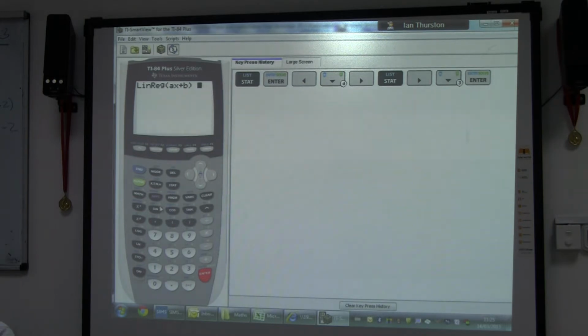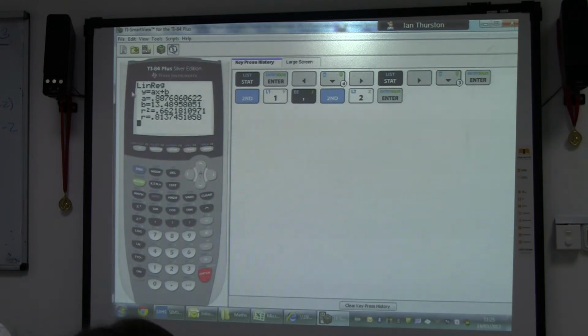We now have to tell the calculator which lists we want it to read from. Just above number 1, it says L1. So we want you to read list 1, separate it with a comma, and include list 2, which is just above the number 2 there. If you press enter now, it's saying in the form y equals ax plus b, it gives me the a value, the b value, the r squared, and the r value.